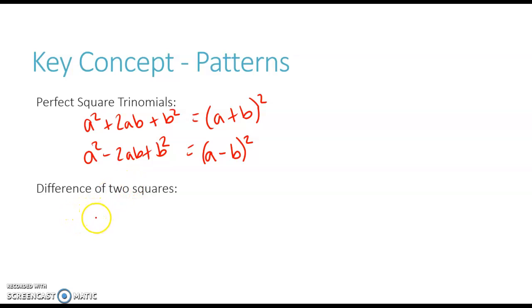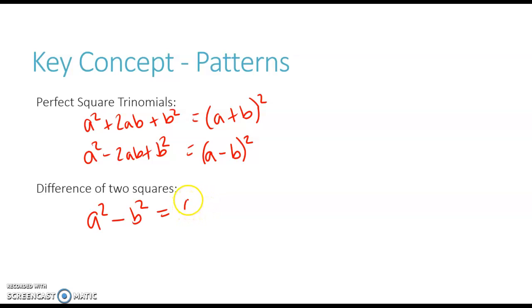Difference of two squares. This one I think is the easiest one to spot because it's a squared minus b squared. It only has two terms. You can ask yourself 3 questions. Is it a binomial? Is it subtracting? Are both terms perfect squares? If you say yes to all 3 of them, then you're going to do the following. If you say no to any of them, then it's not a difference of two squares.